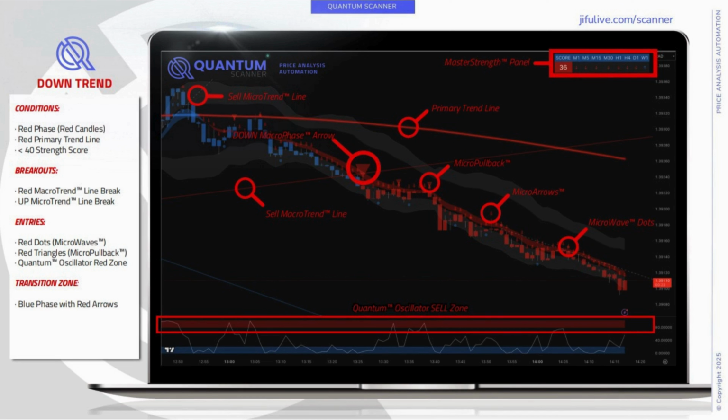Transition zones can be identified if we see that price is in a blue phase but with red arrows, as you can see on the left side of the chart.